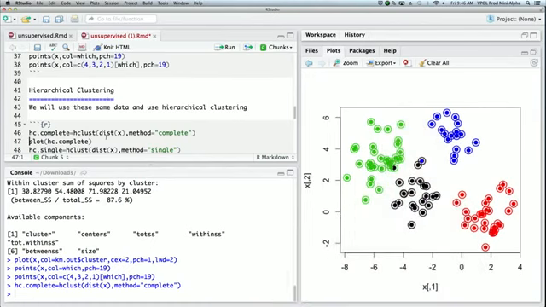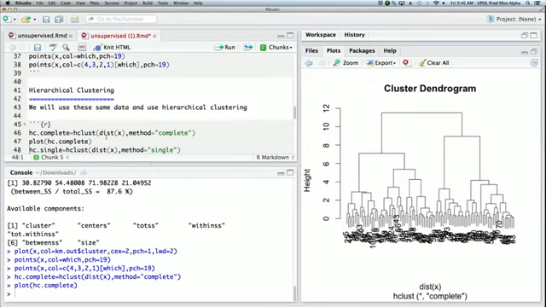So here we ran hclust with method equals complete, and we'll just plot the data. And it plots a dendrogram that shows the clustering. So if you recall, this is a bottom-up clustering technique where it continuously joins together smaller clusters to make bigger clusters until eventually you get to one big cluster.